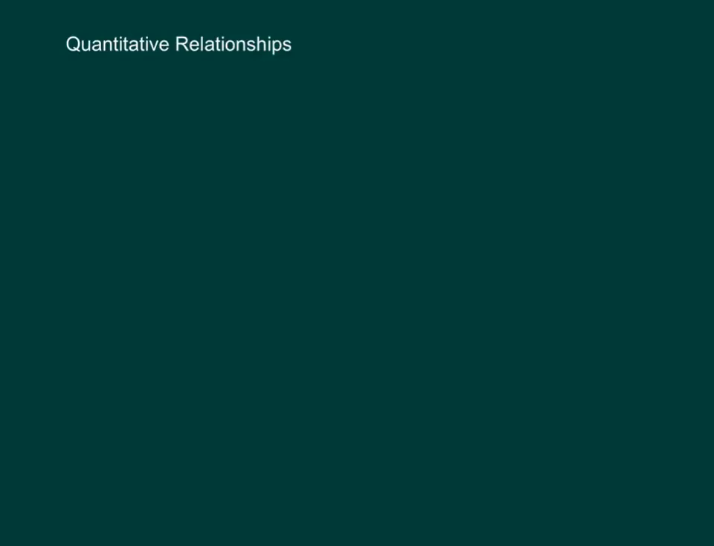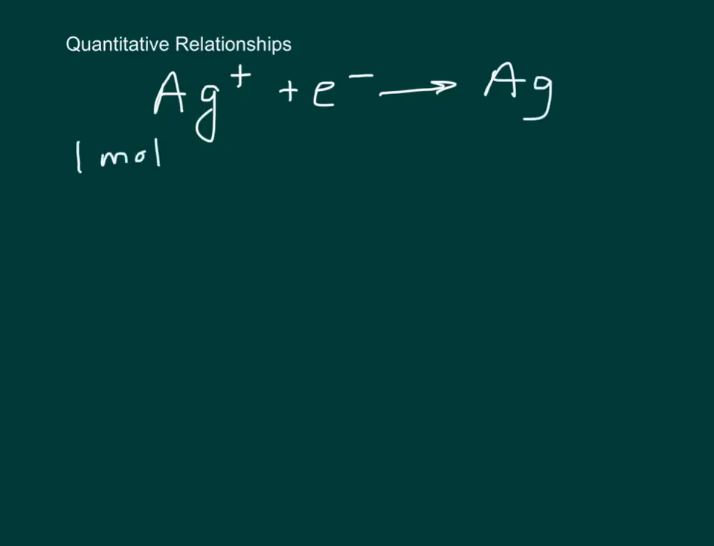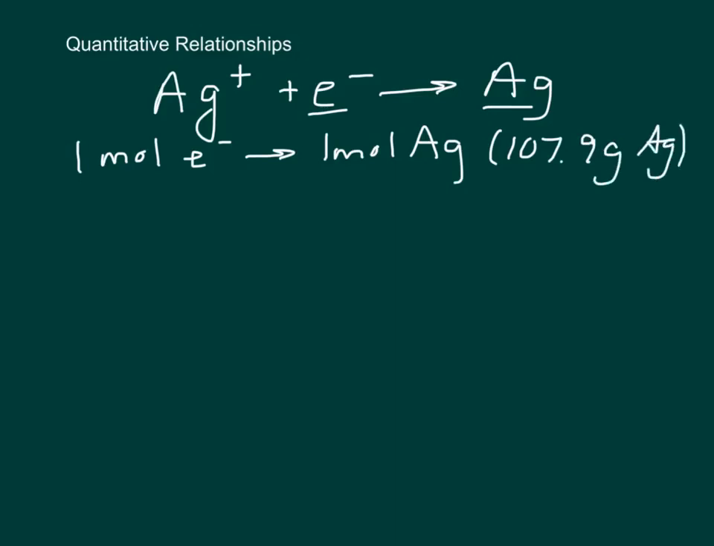So let's think, and this whole chapter, this whole section, is really just about dimensional analysis, just all kind of ratios. So if we consider the half reaction of silver ion plus an electron to make silver metal, it takes 1 mole of electrons to make 1 mole of silver. Okay, that's the relationship in the reaction. Or we could say 1 mole of electrons to make 107.9 grams of silver, because that's silver's molar mass.